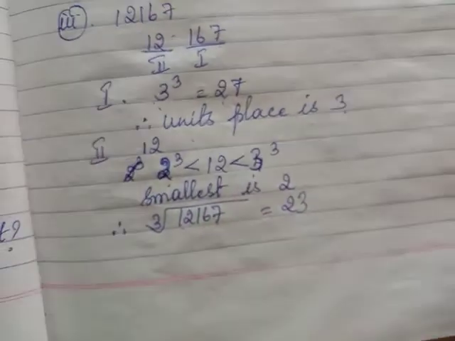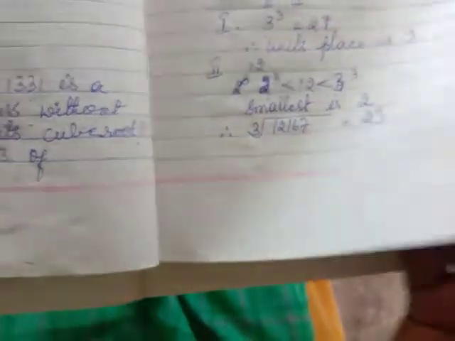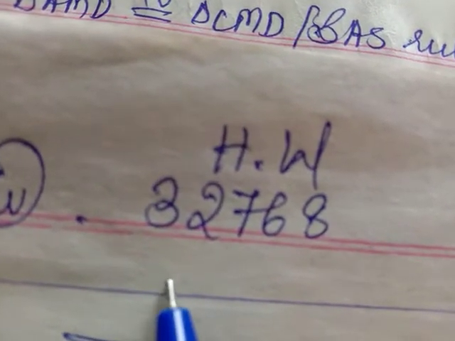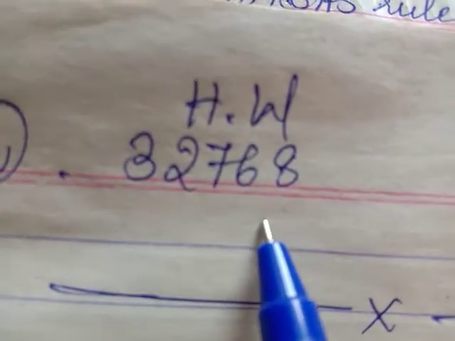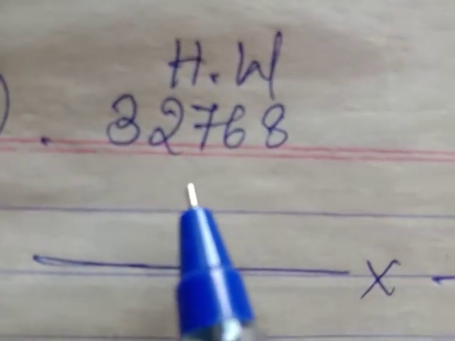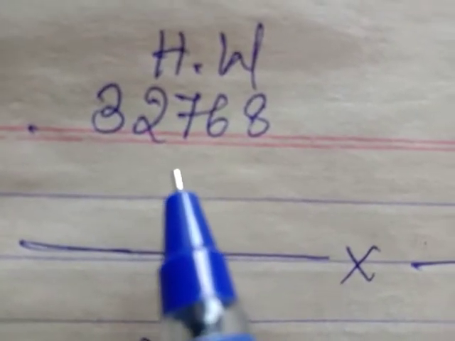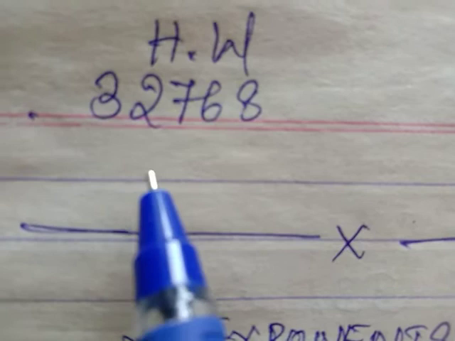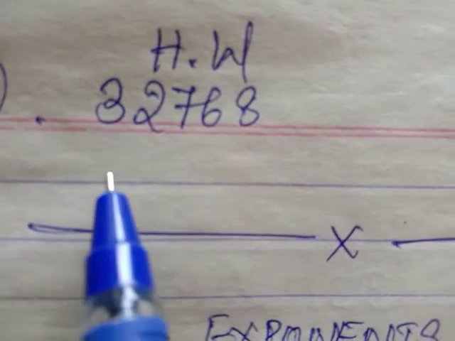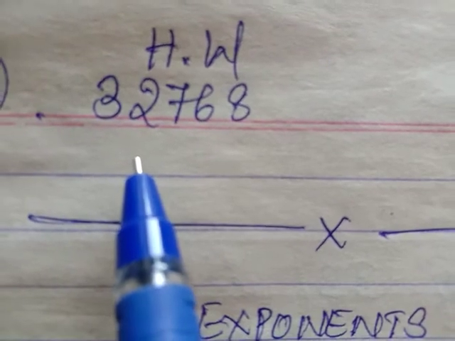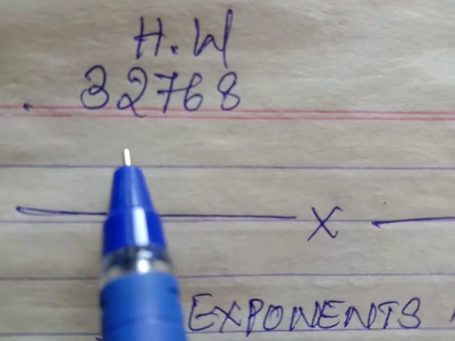Okay, now next, homework. Please do the homework. Fourth one homework, 32,768. Okay, this is a very short lesson, cubes and cube roots. Please observe, follow the videos and try to understand and complete your notes. Okay children, thank you children.